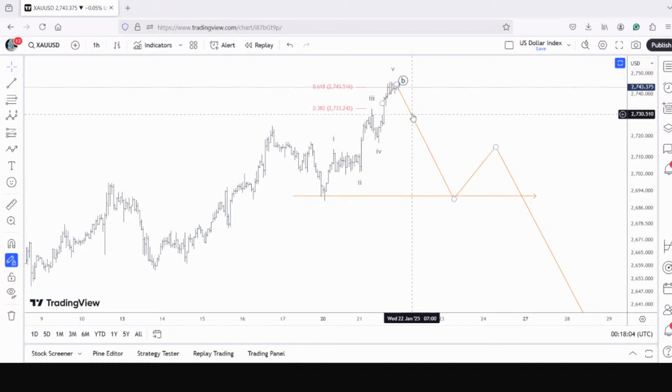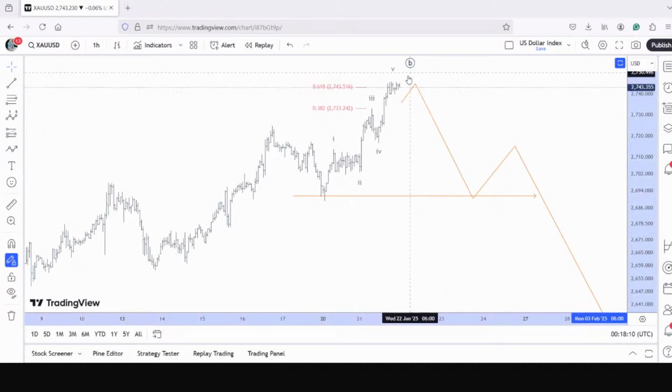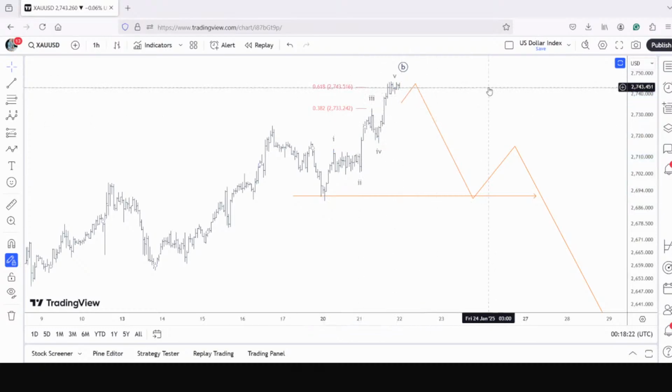Then okay, I'm going to shift this on the right hand side, please. And we've got wave B here. So the fifth wave is complete, also hitting the 61.8 Fibonacci extension. A lot of sideways activity here. That needs to break. We need to see a break. The lower degree is around 2718 now.